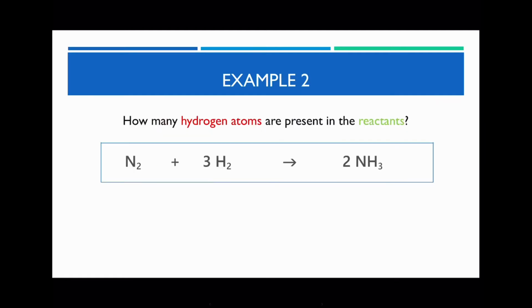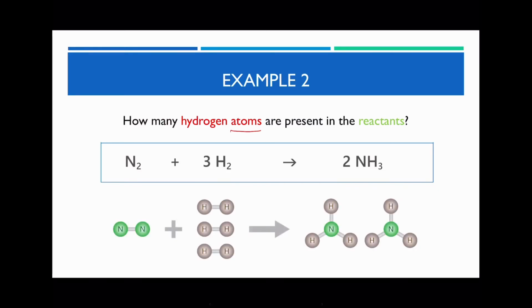So the second question, or the second example, reads, how many hydrogen atoms, so this is different from molecules, how many atoms are present in the actual reactants? So in order to answer this question, what you could do is draw up the actual molecules itself just to aid with your understanding.